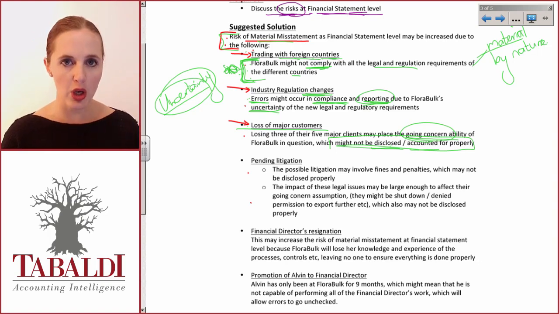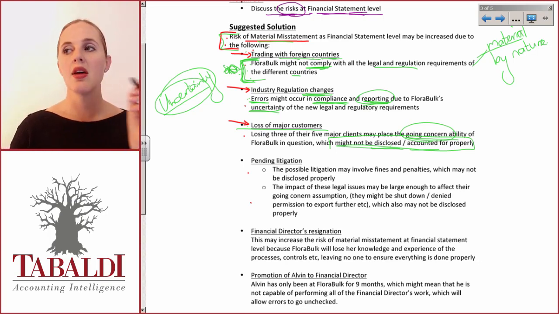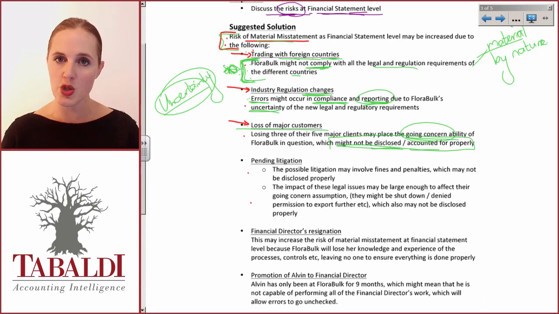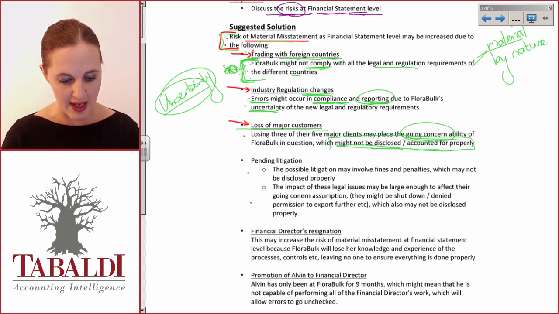So when you discuss going concern risks, never just stop with there's a going concern problem. That's a business risk. Okay? That's a risk for the business. The risk of material misstatement lies in the fact that there are going concern problems that haven't been disclosed properly. That's where our concern is. So make sure we're aware of that.